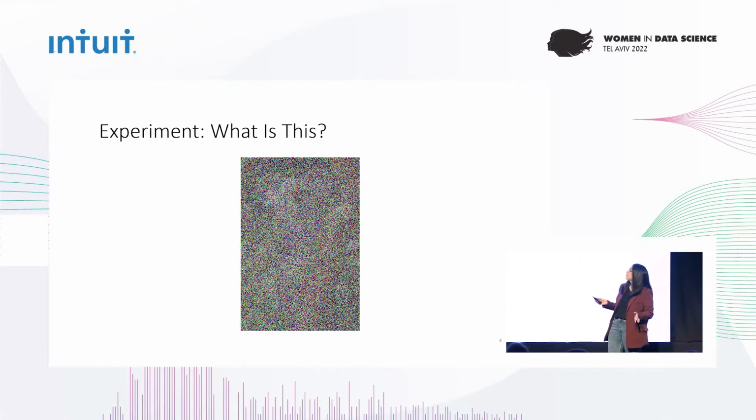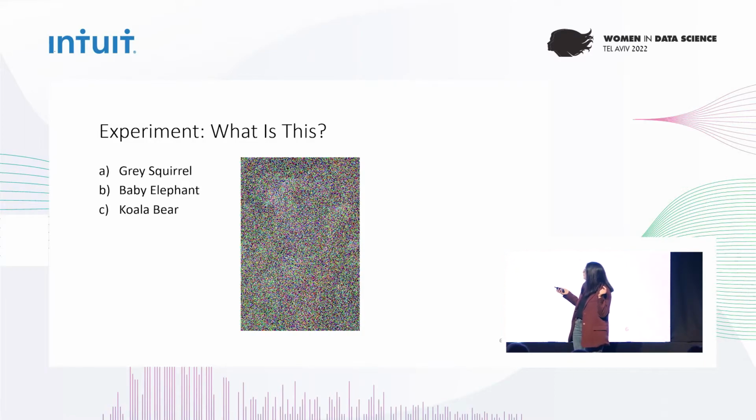Now let's do a short experiment together. This is a noisy image. What do you see? I'm going to give you 3 options, so please raise your hand for what you think is happening here. So it's either A, a gray squirrel, B, a baby elephant, or C, a koala bear. So who thinks it's A? Okay, not many of you. Who thinks it's B? Okay, maybe 10%.